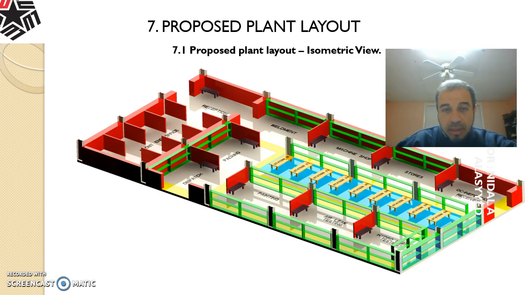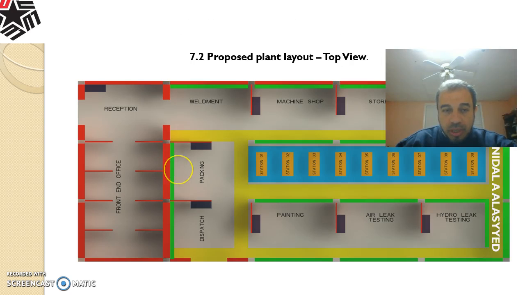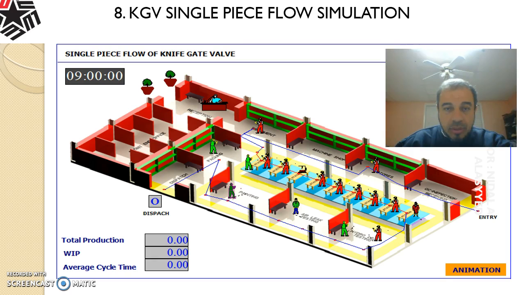And here is the proposed plant layout. The proposed layout includes, and here is a top view to make it more clear, these 9 stations we talked about, starting from station 1 to station 9, and we'll show now how we can implement these steps in order to improve.